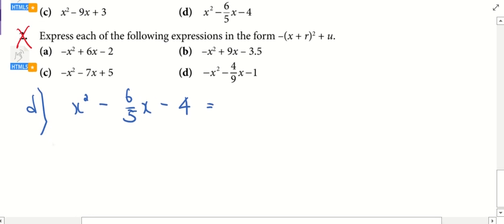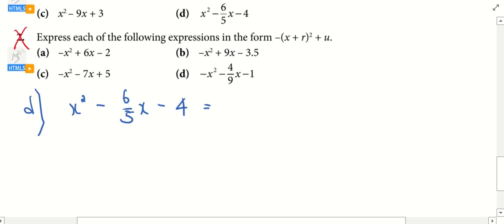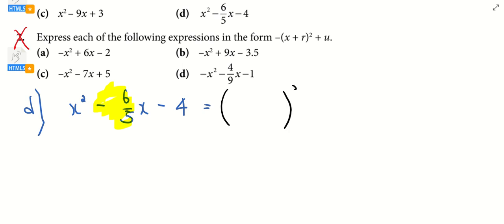So I write down my question. Half the x. So I look for my x. My x value is negative 6/5. If I half it, it will become negative 3/5. Okay, let me write it down first. So I put a bracket square. I put an x inside. Half of negative 6/5 becomes negative 3/5.